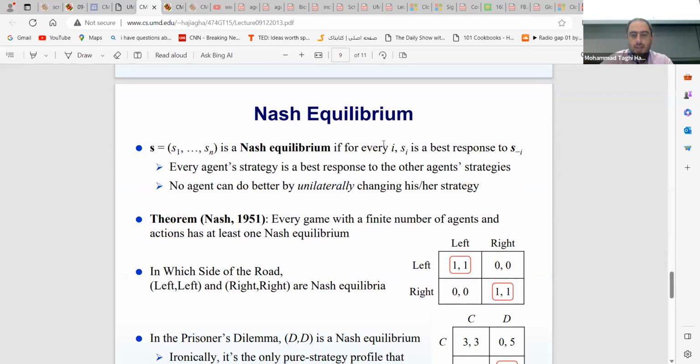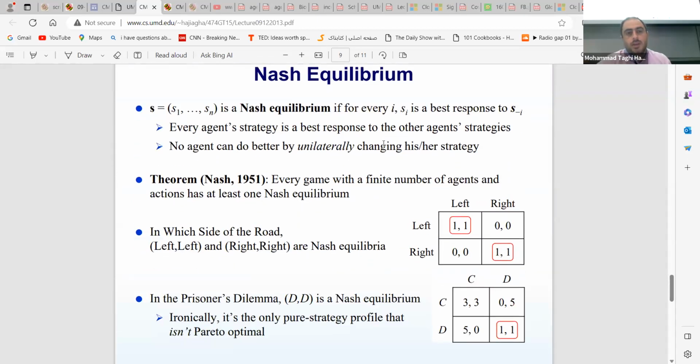Now let's define Nash equilibrium. So a strategy profile S. Again, a strategy profile is a vector of all strategies, and each of these can be mixed in general. That is a Nash equilibrium if for every i, Si is the best response to S minus i.